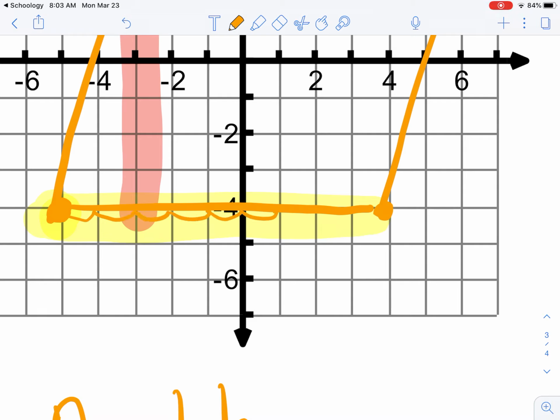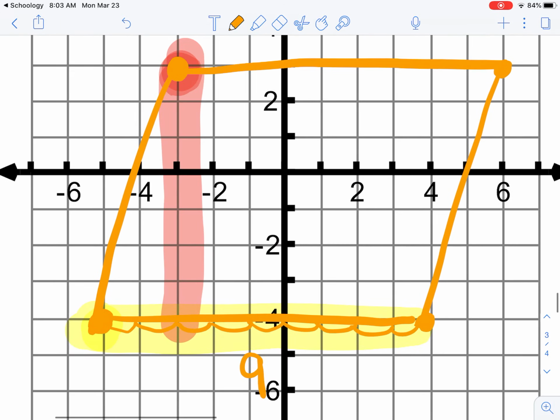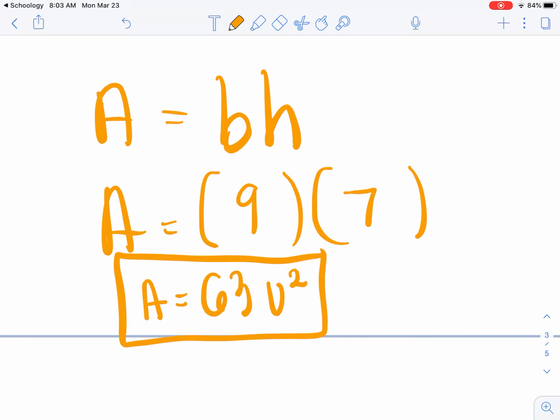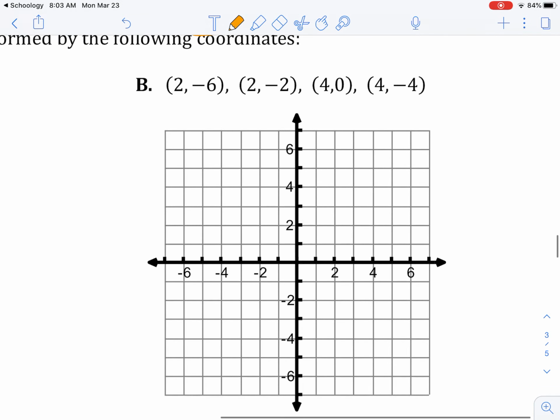My base, 1, 2, 3, 4, 5, 6, 7, 8, 9. My base is 9. My height, 1, 2, 3, 4, 5, 6, 7. The height is 7. My area is 63 units squared. Notice you can abbreviate units with a U. All right, next one. 2, -6, 2, -2, 4, 0, and 4, -4.